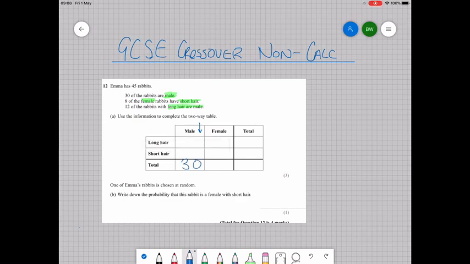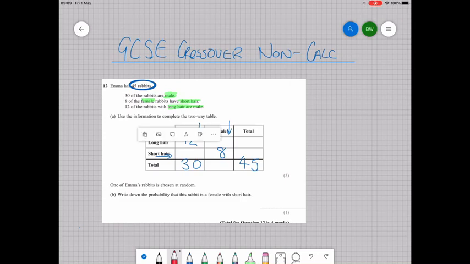8 of the female rabbits have short hair. So female short hair is 8. 12 of the rabbits with long hair are male. So I've got long hair and male, which is 12. It also says she has 45 rabbits, so I know that the overall total is 45. So those are the key information that I can get from the question. I now need to start working out the rest.